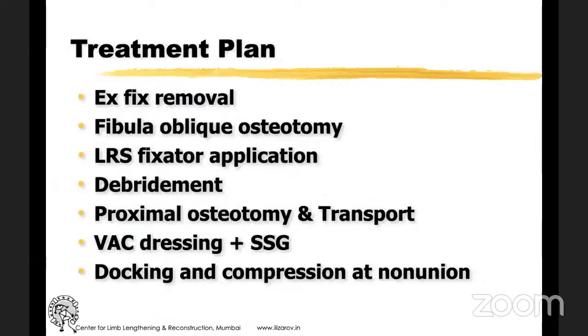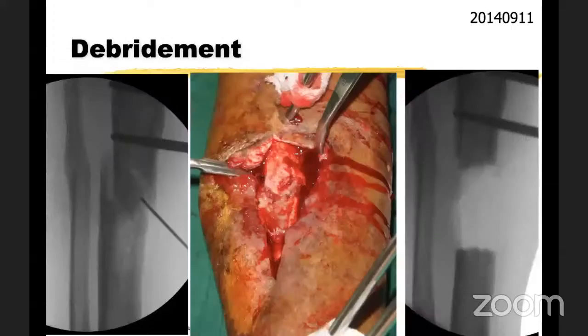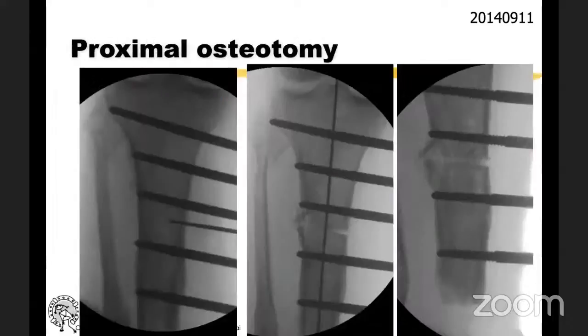So our plan was external fixator removal, fibula oblique osteotomy for lengthening, and LRS fixator application, debridement, proximal osteotomy and transport, followed by lengthening, and VAC dressing for the soft tissue coverage, followed by split skin graft, and docking and compression at the non-union site. So we applied the LRS fixator, and we have done the debridement, removed all clinically avascular bone fragments. So proximal osteotomy was done.